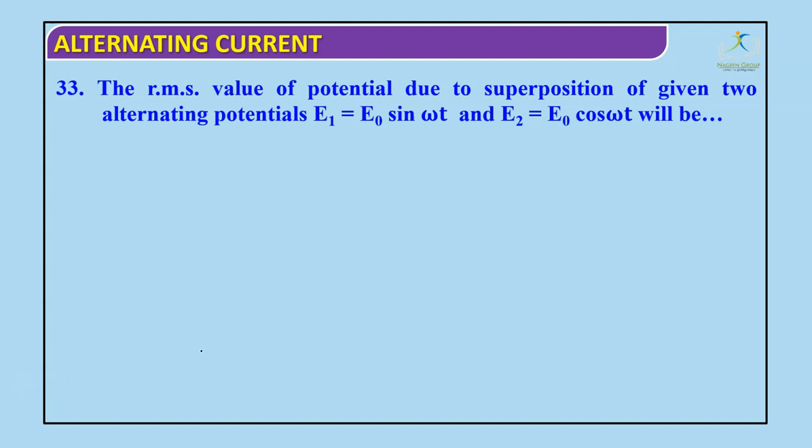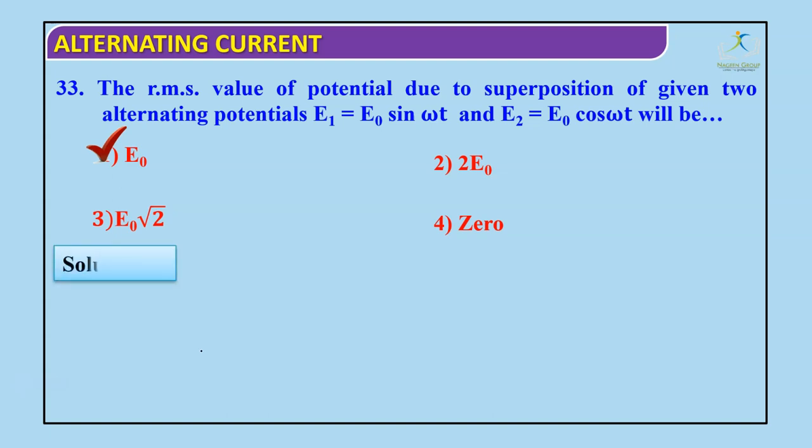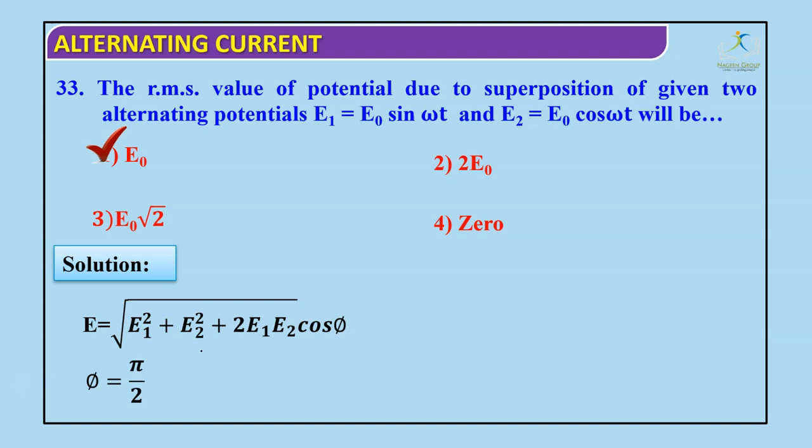The RMS value of a potential due to the superposition of the given two alternating potentials, E1 equals E naught sin omega t and E2 equals E naught cos omega t will be: E naught, E naught by root 2, or 0. The correct answer for this question is E naught. Solution: we know that E squared equals E1 square plus E2 square plus 2 E1 E2 cos phi. Phi is equal to pi by 2. So after putting all these values, we get the relation.